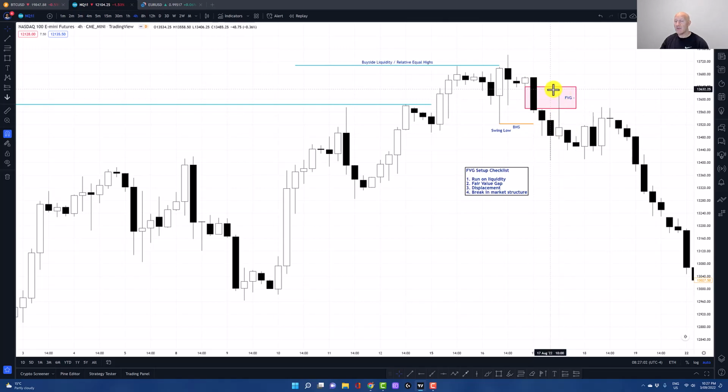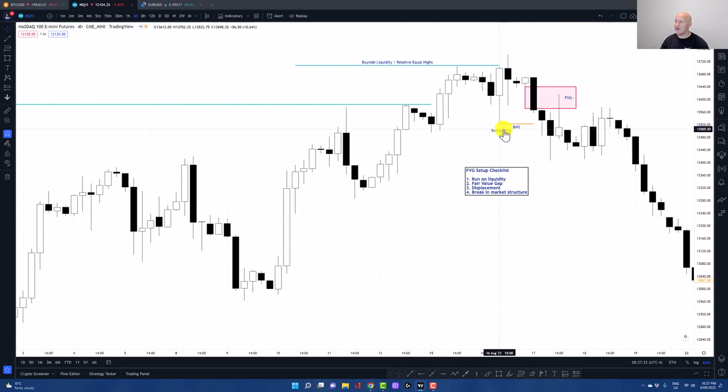So again, we've marked off 2 points on our checklist. We have this run on liquidity as we trade up, we have a fair value gap formed as we come down, and then we get this displacement here. So you can see these consecutive down close candles is our displacement. It's very obvious on the chart. And then we have our swing low pattern just here.